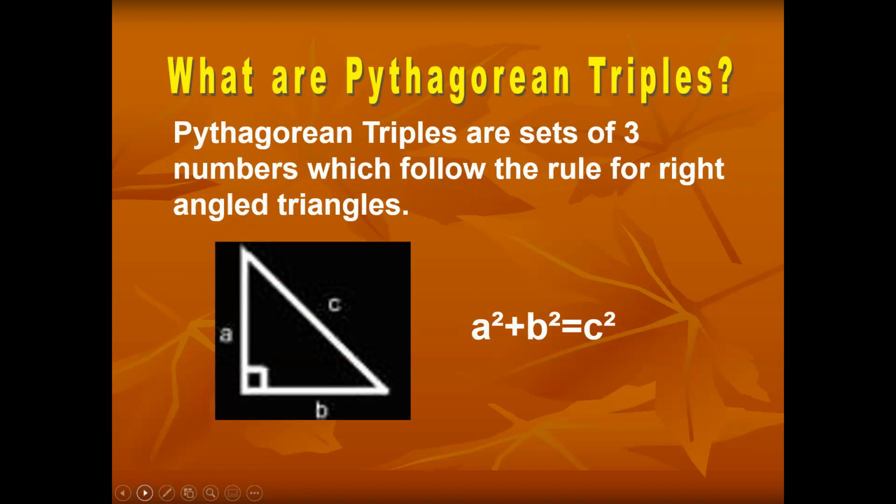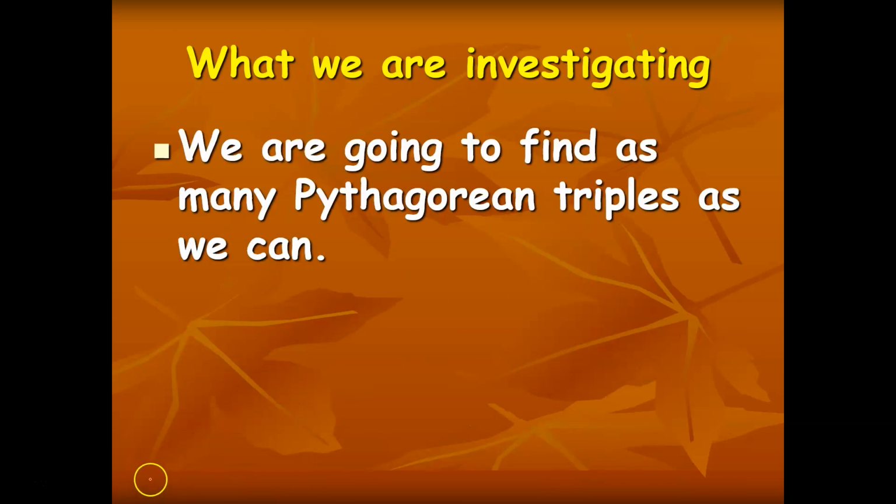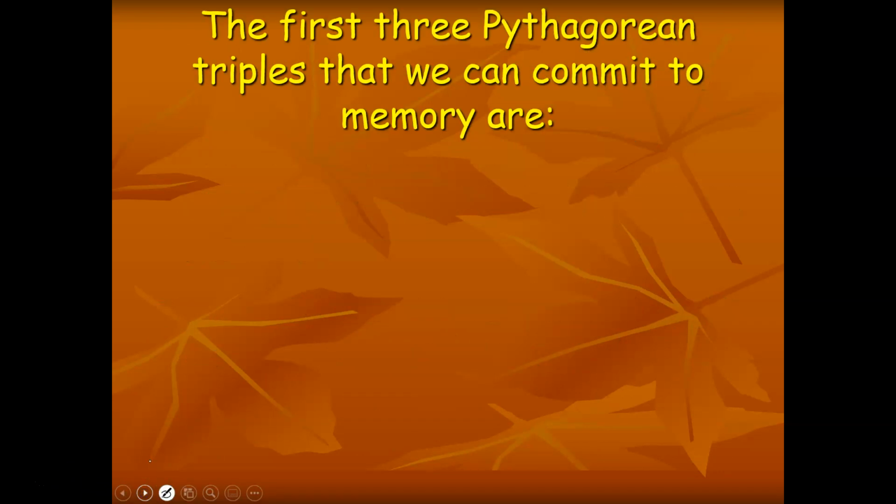So what are these? The Pythagorean triples are sets of three numbers which follow this a squared plus b squared equals c squared rule. That is the rule for the right triangle that we learned in the last lesson. So here's what we're trying to investigate. We're going to find as many Pythagorean triples as we can based on the information you're going to learn, and we can find a way to actually generate them without having to go through a lot of steps.